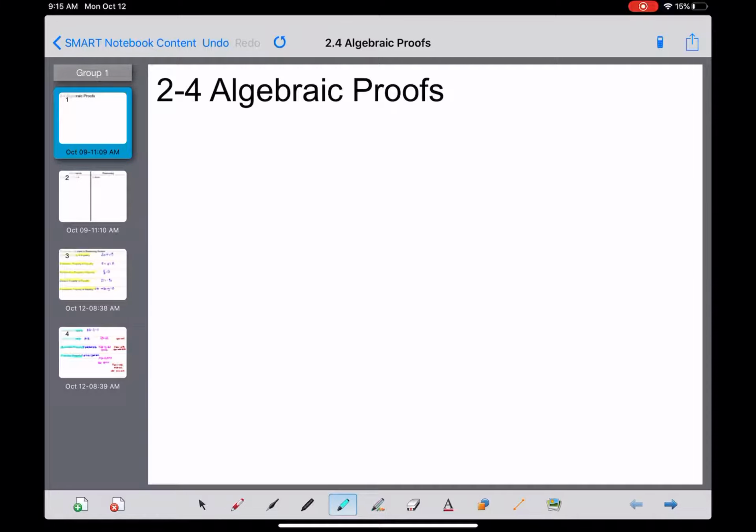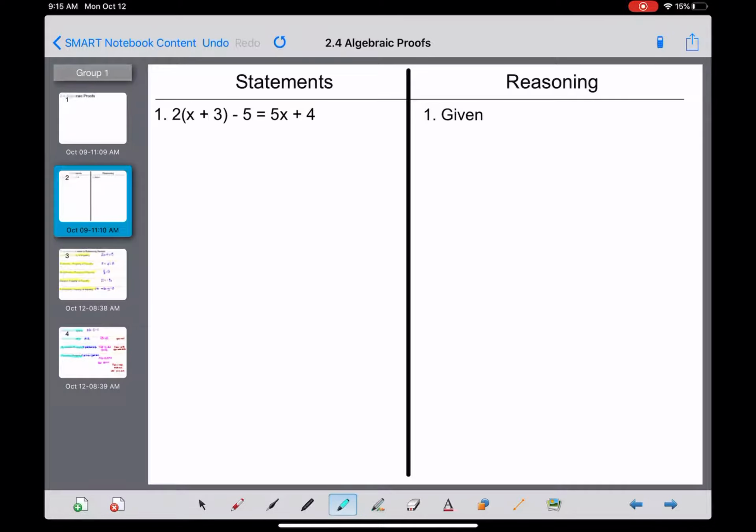Section 2-4 is going to start our formal writing of proofs, and we're going to relate it back to algebra and solving equations, something that you are familiar with and very good at. But we're going to be adding on the reasoning part, which is proving why something is the way it is.